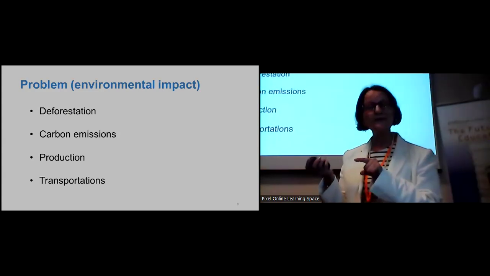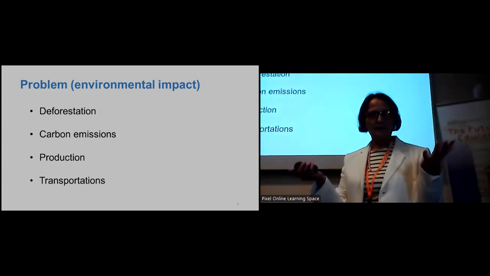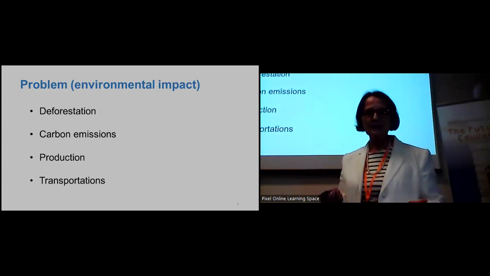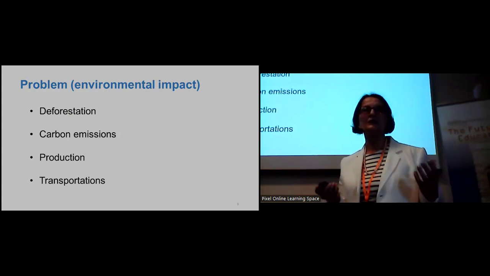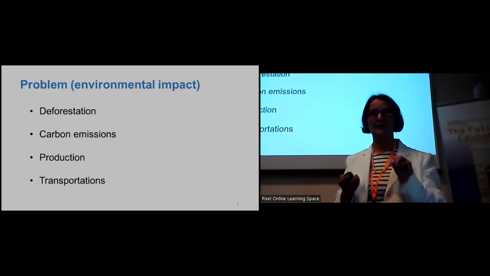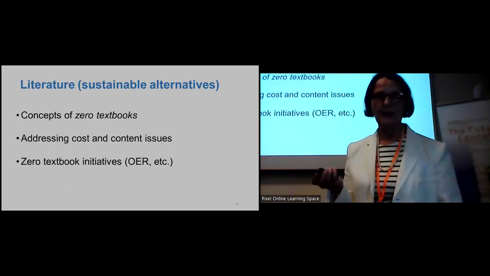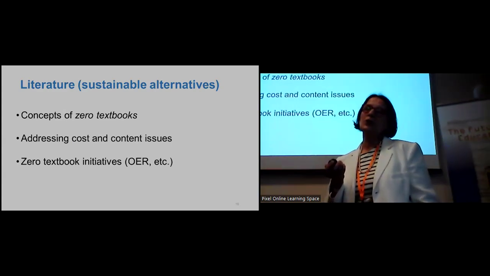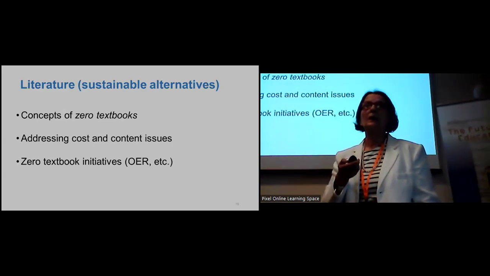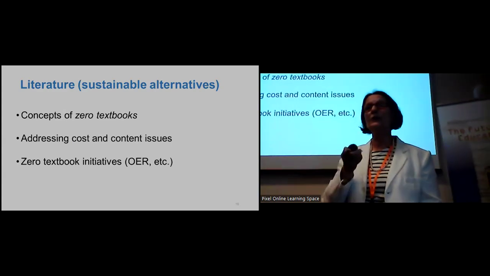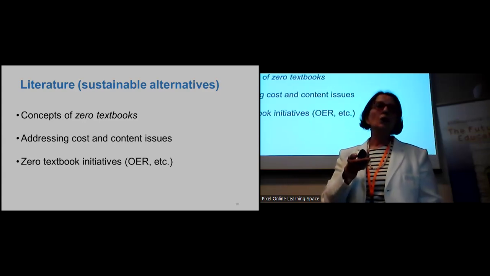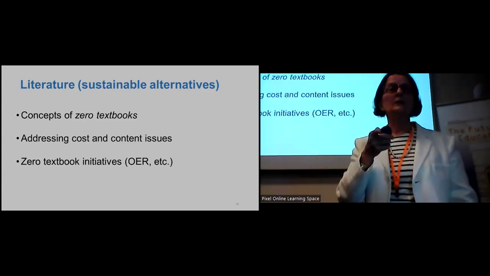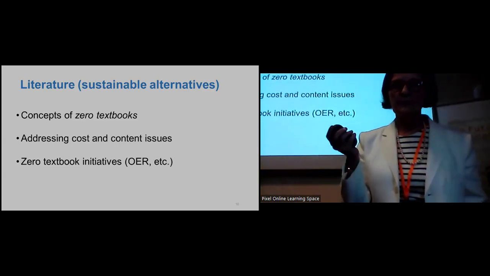The other environmental impact is that we have deforestation, carbon emissions, production, transportation, etc., adding to the significance of this problem. Sustainable alternatives: we should go for zero textbooks, meaning eliminating the textbook and creating something, maybe an open educational resource or making use of educational resources.